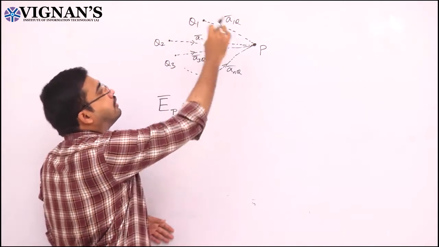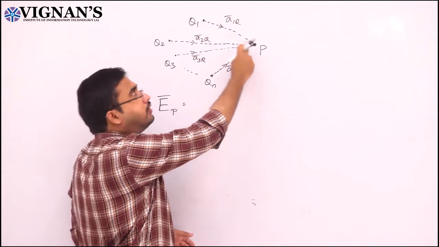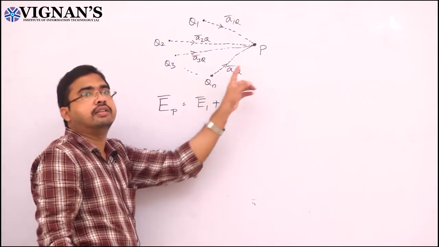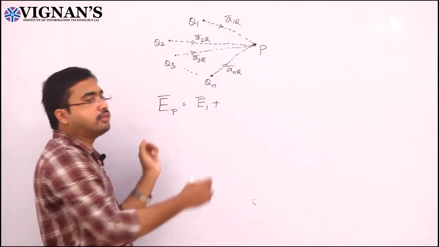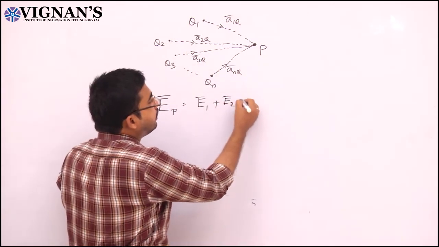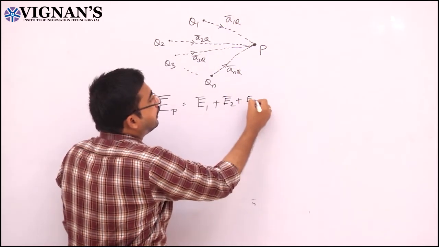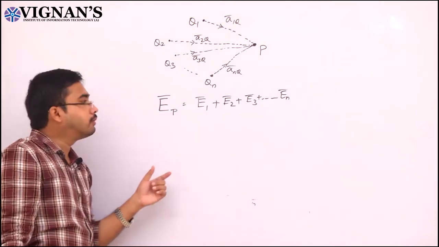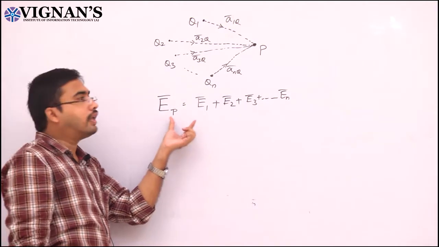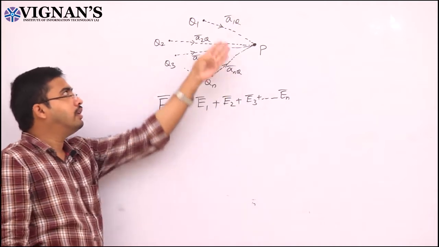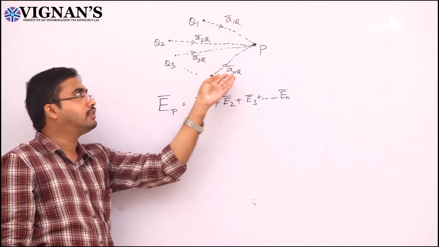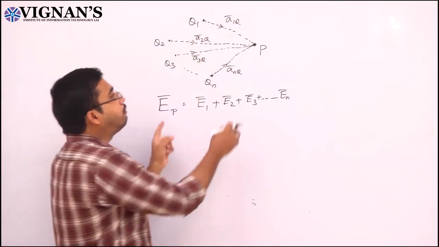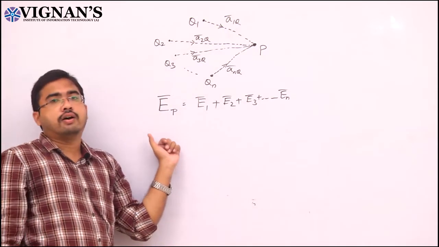to, suppose the electric field intensity at this point P due to Q1 is E1. Similarly, the electric field intensity at this point P due to Q2 is E2. Like that, due to Q3, field intensity is E3, so on up to En. So, by the principle of superposition, we can say that the total electric field intensity is equal to the sum of the individual field intensities which are acting due to these individual point charges. Now, based on this principle, let us solve some problems.